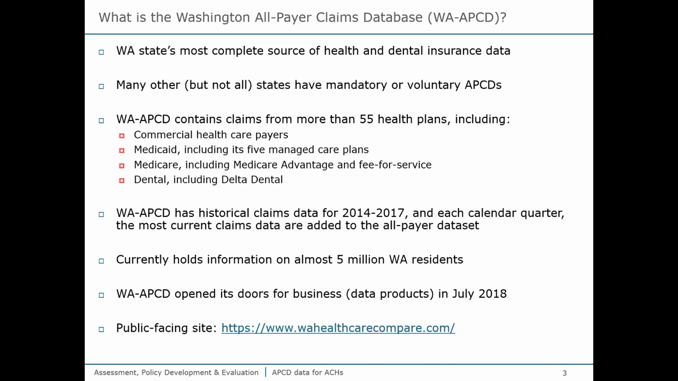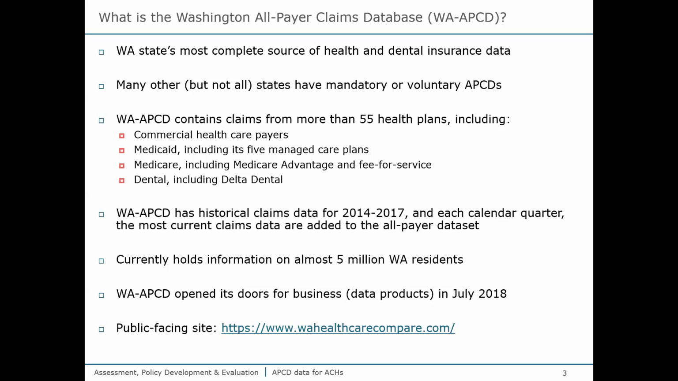The database itself contains claims from more than 55 health plans when I last checked, and this includes commercial health care payers, Medicaid, including the 5 managed care plans that operate in Washington State, Medicare, both Medicare Advantage, which is the managed care equivalent of Medicare, and the fee-for-service side, which is run by the federal government, the Centers for Medicare and Medicaid Services. And then dental claims as well, including Delta Dental.